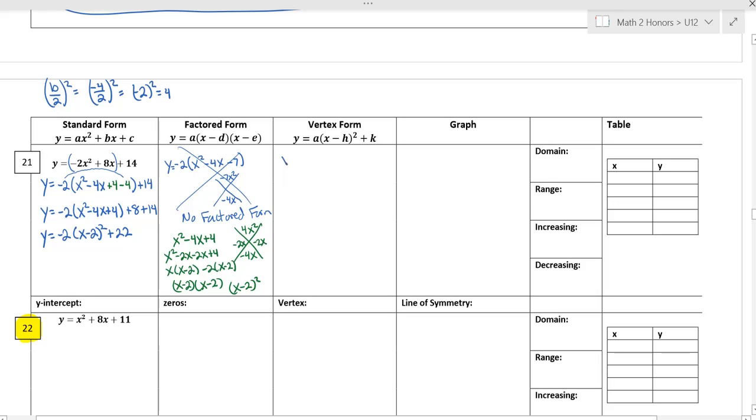So I'm going to write that in vertex form. So y is negative 2 times x minus 2 squared plus 22. We call it vertex form because we can easily look at it and know what the vertex is. Inside the parentheses you got x minus 2, so your x value will be positive 2. And then it ends with a plus 22, so your y value is 22. And the line of symmetry is the x value, which is 2.